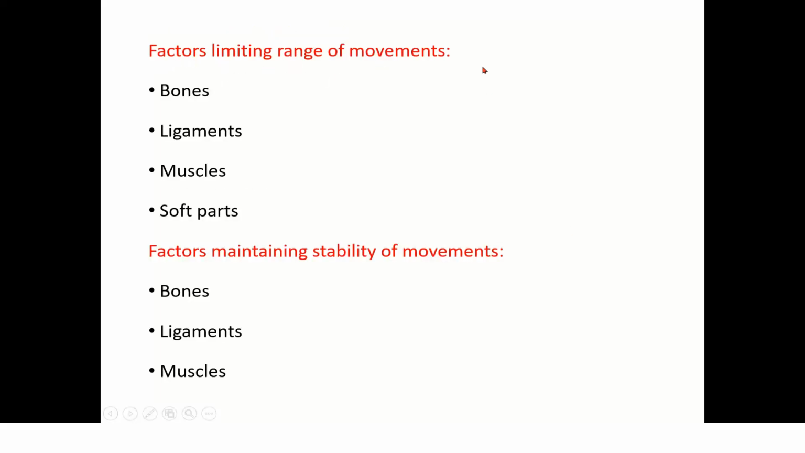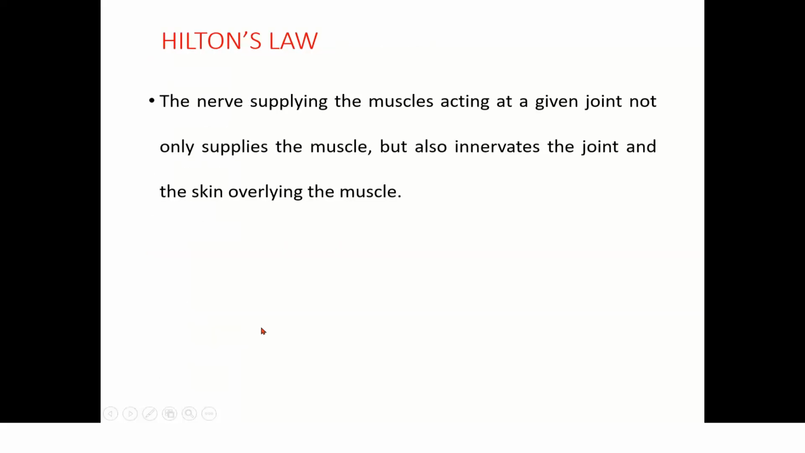So factors limiting the range of movements: the bones themselves, the articulating surfaces of the bones, then the ligaments which are holding the joint, the muscles around the joint, and the soft parts in relation to the joint. All these will limit the range of the movements. And the factors which maintain the stability of the joints are again the same: bones, ligaments, and muscles. So the same factors which limit the movement also maintain the stability of the joint.